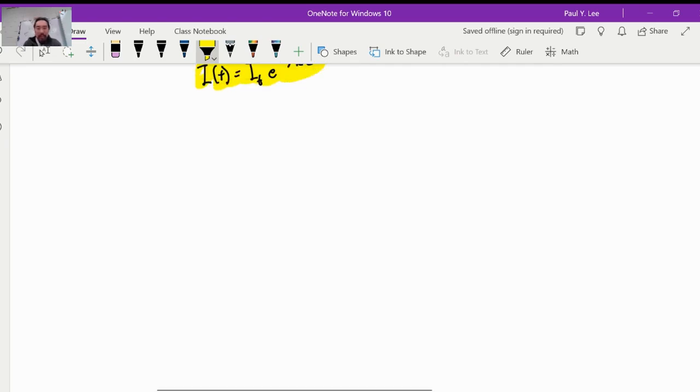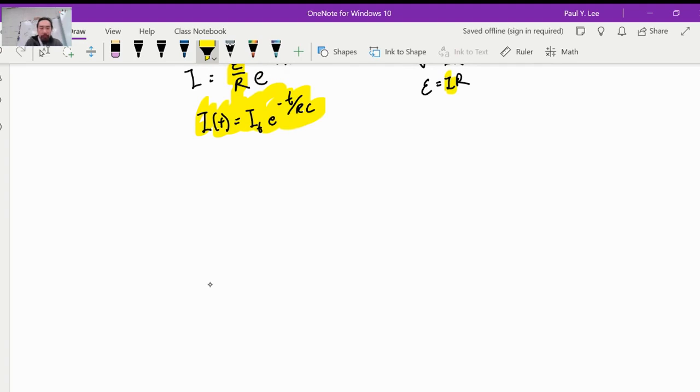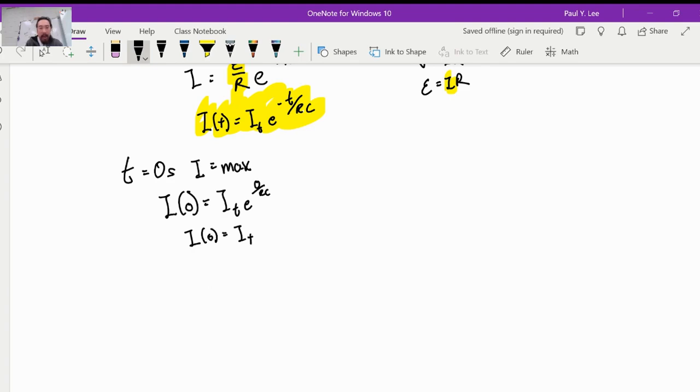So the first thing that we want to do is take a look at this current formula. We said that when time is equal to 0 seconds, the current is at its max. So if we plug in, I of 0 is equal to I_T e to the 0 over RC. E to the 0th power just gives you 1. So what this shows us is that the current at time 0 is equal to the max current, or the total current, right?